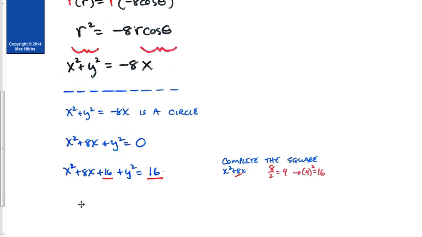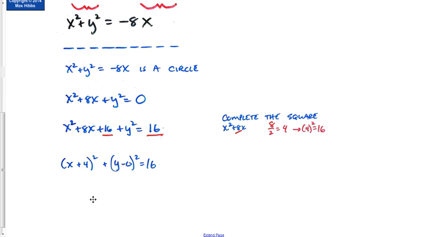Then, this should factor in a special way. And the way would be x plus 4, we remember that, the quantity squared. That's what this trinomial will factor to. Now, I don't really need to write y squared as y minus 0, but I did that for the next step, because now we can tell that not only is this a circle, we know the center is negative 4, 0, and the radius squared is 16, so the radius is 4. So we did, in fact, have a circle.